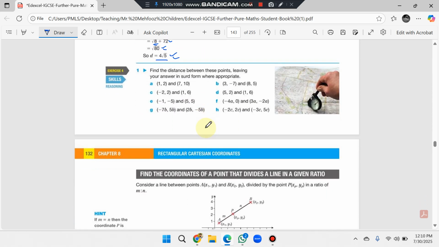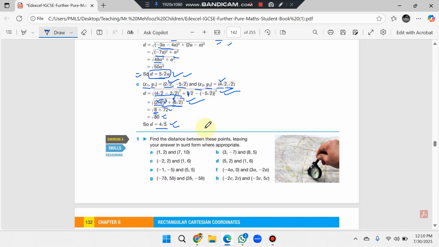Now we have the next exercise, exercise 4. Find the distance between these points, leaving your answer in surd form where appropriate. Now you have to do three questions from this exercise. Question number D, question number F, and question number H, right? Do these questions quickly, then we will start the next topic.